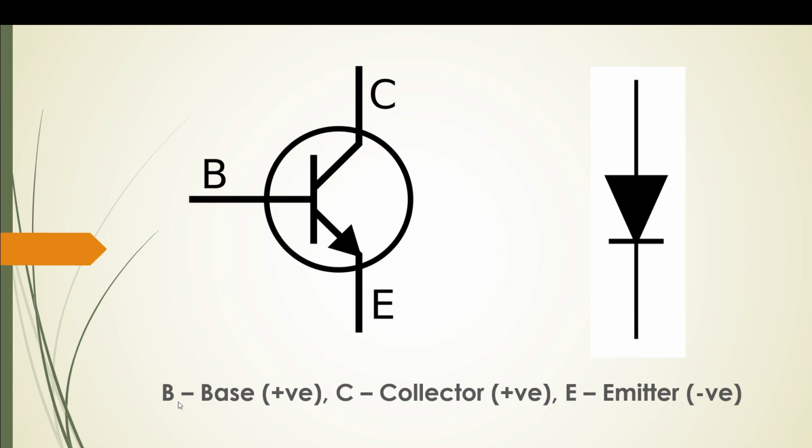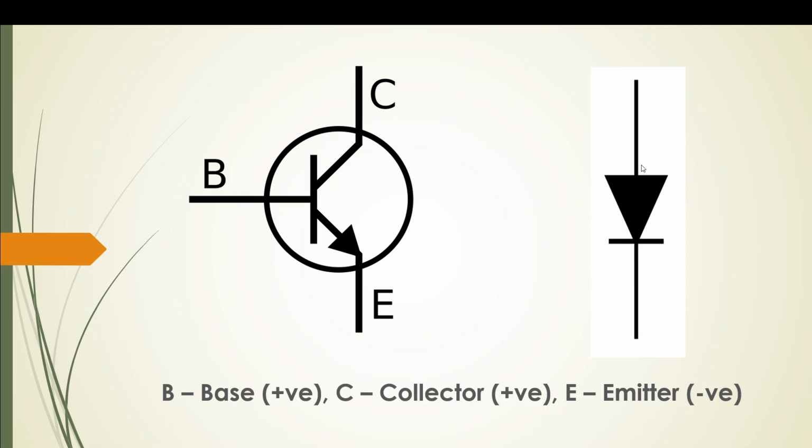I've also written at the bottom that the base is always positive, the collector is always positive, the emitter is always negative. That means you always have to connect the collector to the positive part of the battery or the circuit, and the emitter to the negative part of the circuit. So the current will pass from the collector to the emitter always.